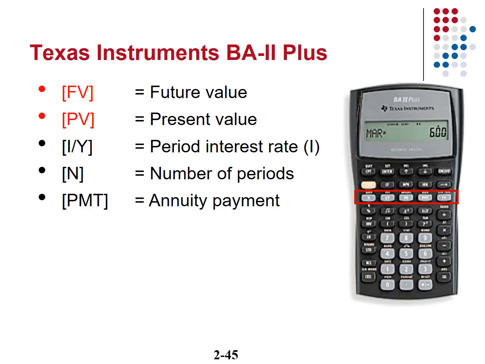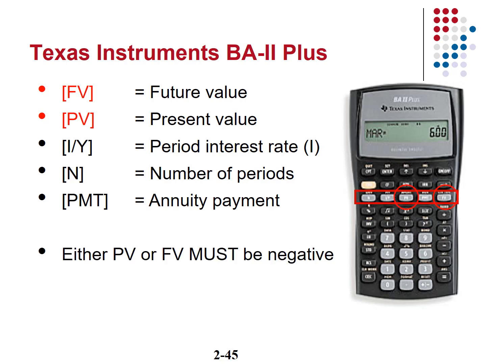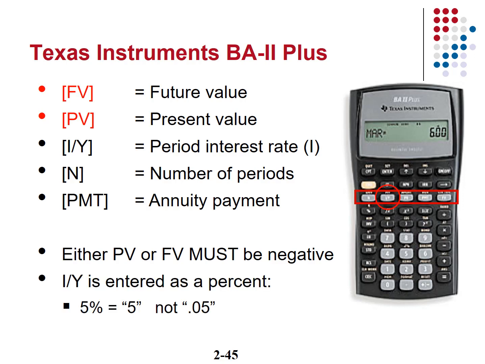And there is our TI Business Analyst II Plus. We'll primarily be using those TVM keys in the highlighted row. Remember, either present value or future value must be negative. You can't have income now and have income in the future. Also recall, interest rates are entered in the calculator as whole numbers, so 5% is simply 5.